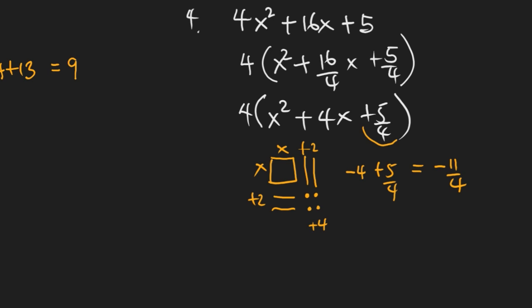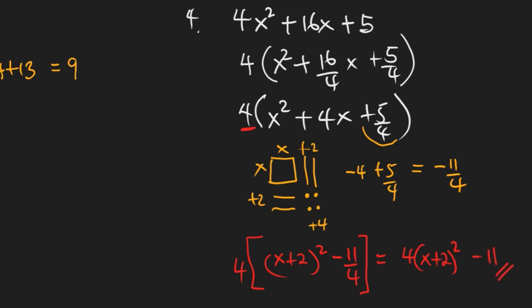So I write my answer. In writing my answer, it becomes x plus 2 all squared minus 11 over 4. But we are not done. Remember, there is this 4 over here, which is multiplying everything. So 4 is multiplying everything. So I multiply through by the 4, and then I get 4 into bracket x plus 2 all squared minus 11. This becomes my answer. That's very easy.